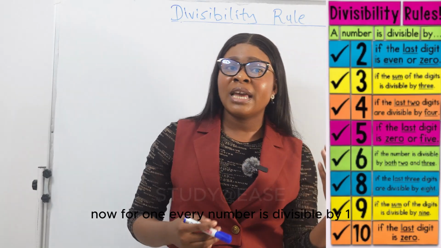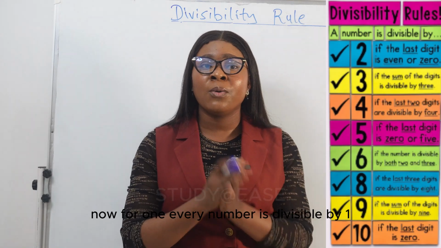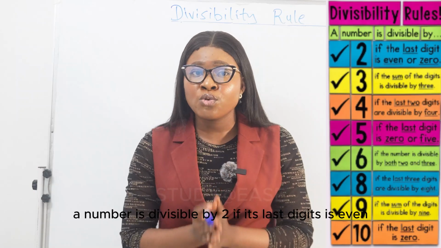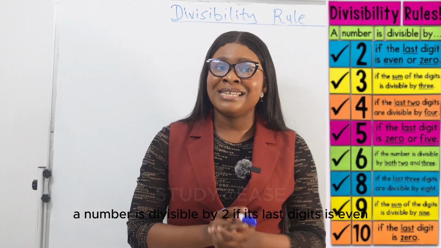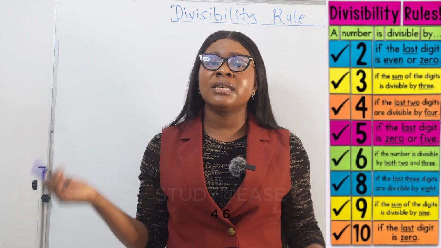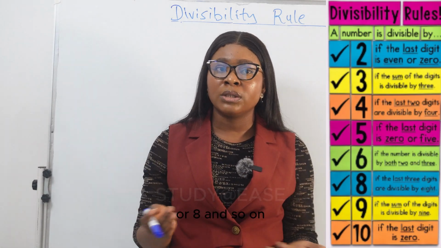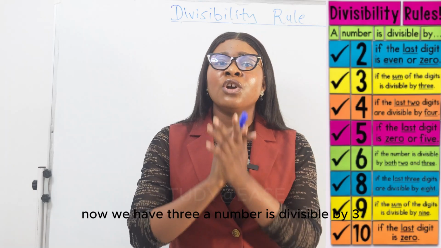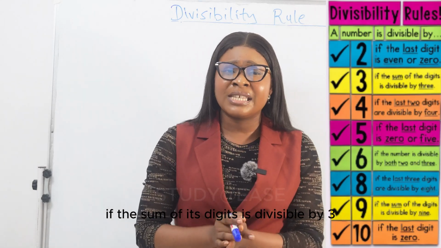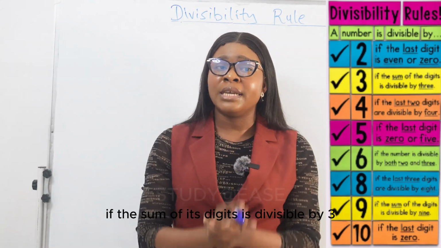Now, for 1, every number is divisible by 1. For 2, a number is divisible by 2 if its last digit is even, maybe 0, 2, 4, 6, or 8, and so on. Now we have 3. A number is divisible by 3 if the sum of its digits is divisible by 3.